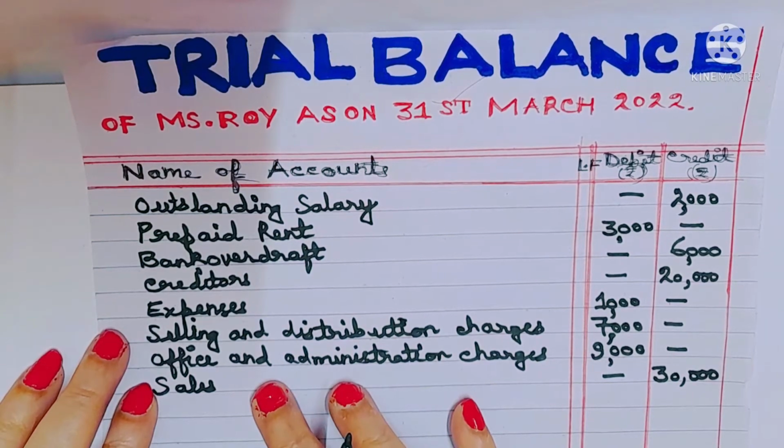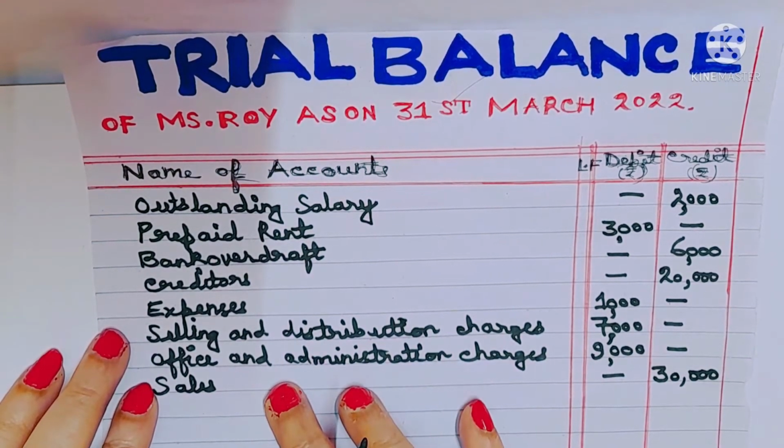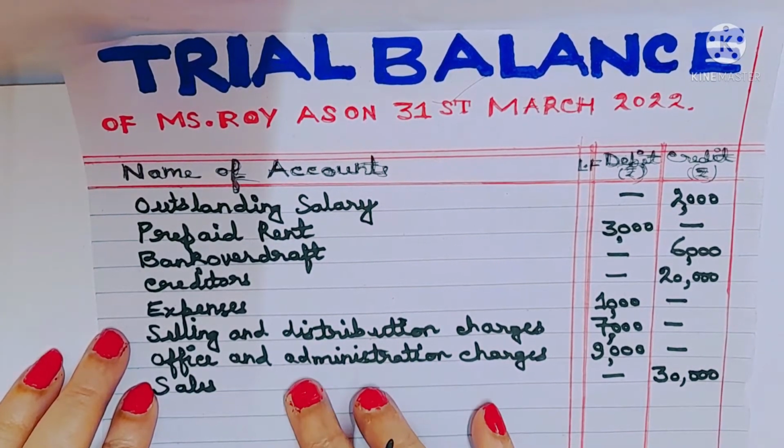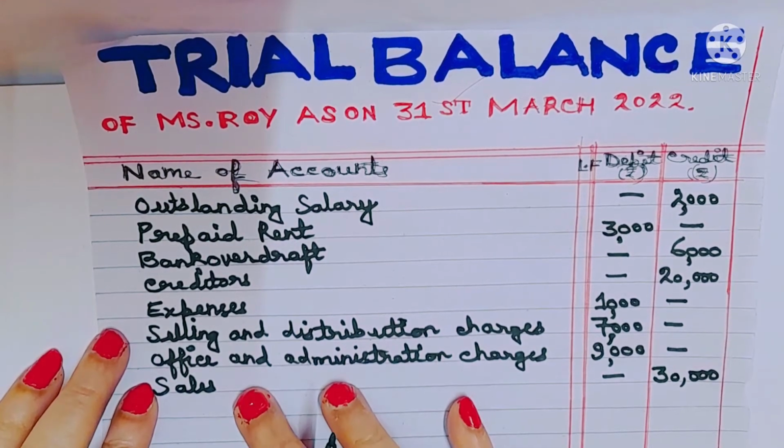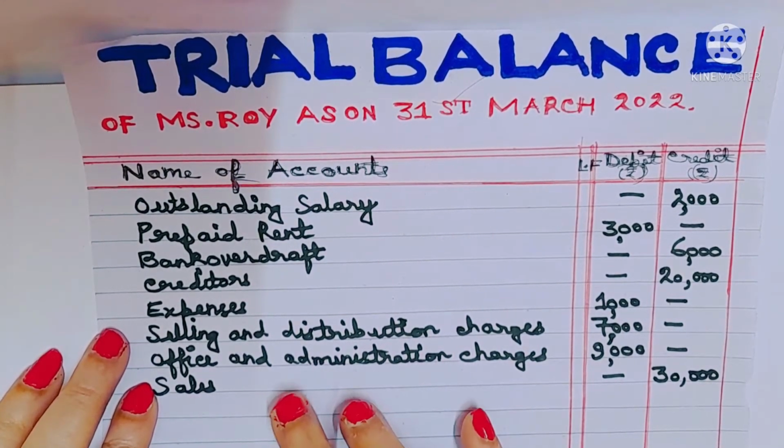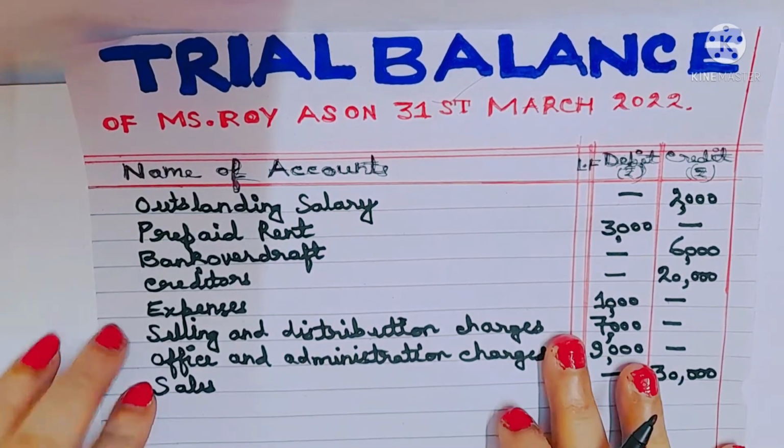According to nominal account, all incomes and gains credit. Here, when goods are sold, money comes in. So sales is an income. So sales account will be credited. Understood? Let's see the next account.